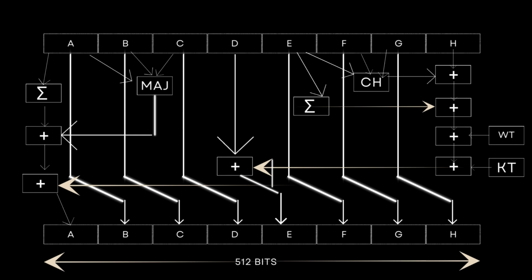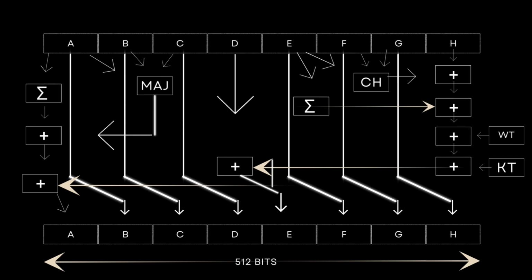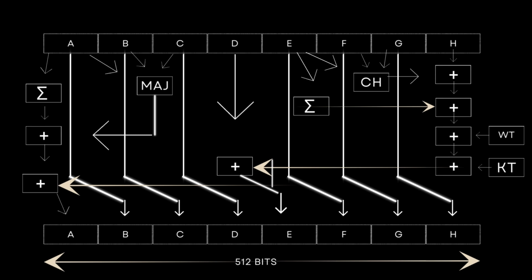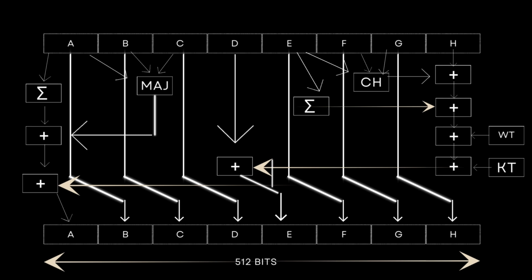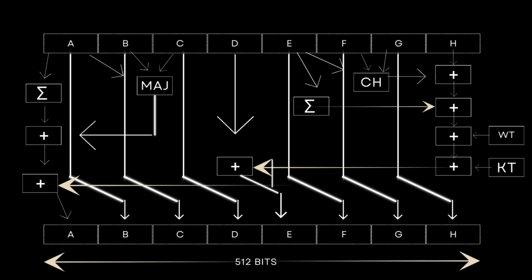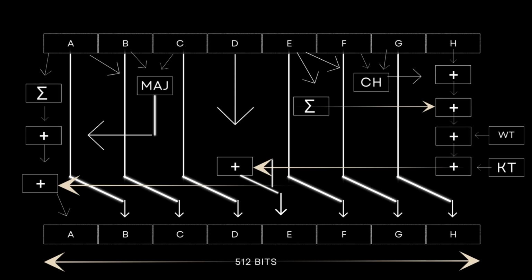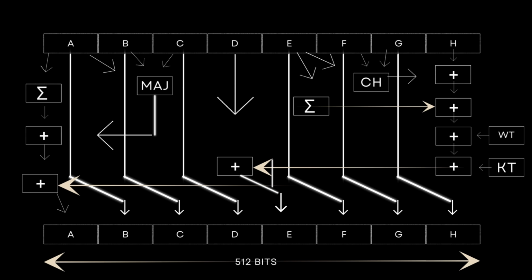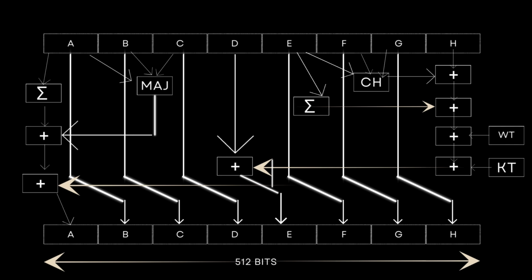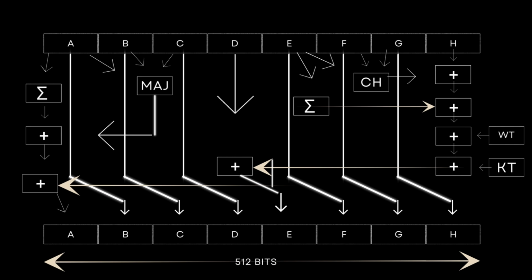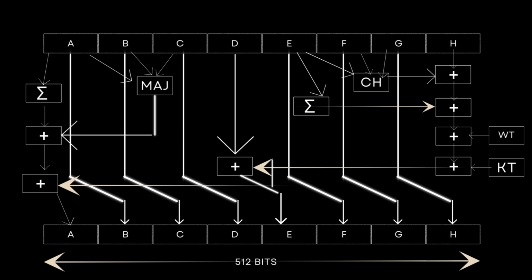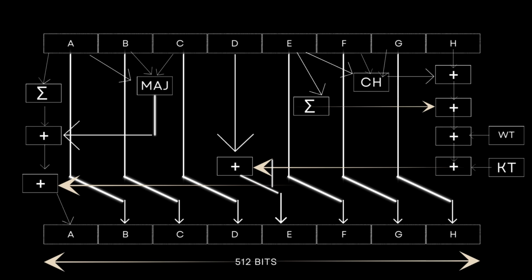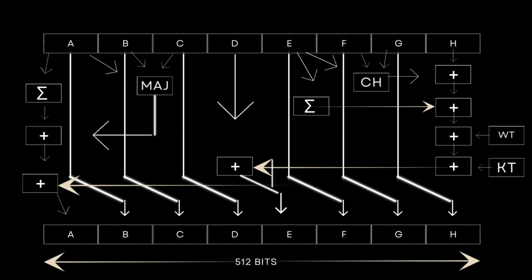Maj(A, B, C): the majority function operates on the majority of bits from the variables A, B, and C. It ensures that each output bit depends on the majority of the input bits, increasing the complexity of the algorithm. The fifth step involves the bit operations. The round function includes bitwise operations such as AND, OR, XOR, and bit shifting and rotation. These operations manipulate the bits of the variables according to specific rules defined by the SHA-512 specification.